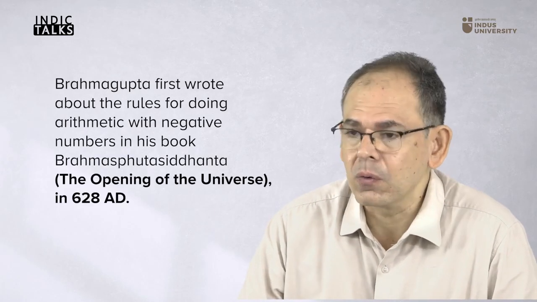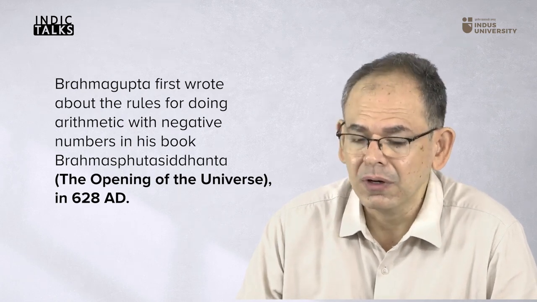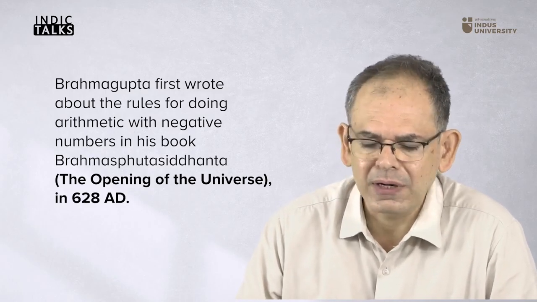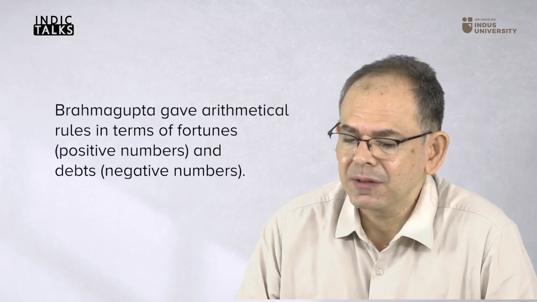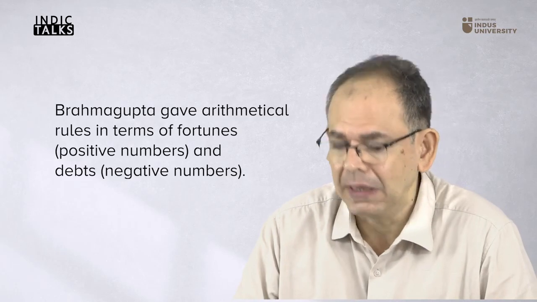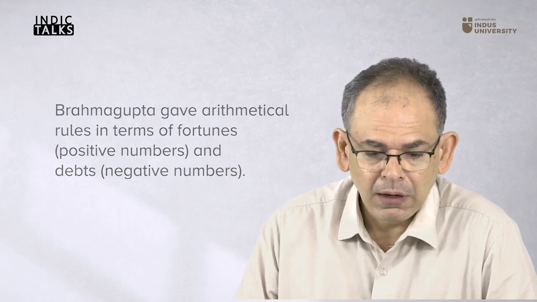Though earlier Indian mathematicians may have worked with negative numbers, it was Brahmagupta who first wrote about the rules for doing arithmetic with negative numbers in his book Brahmasphut Siddhant, The Opening of the Universe, in the year 628 AD. Brahmagupta gave arithmetical rules in terms of fortunes, that is positive numbers or what we call dhan, and debts, negative numbers or what we call rin. A debt subtracted from zero is a fortune. A fortune subtracted from zero is a debt.